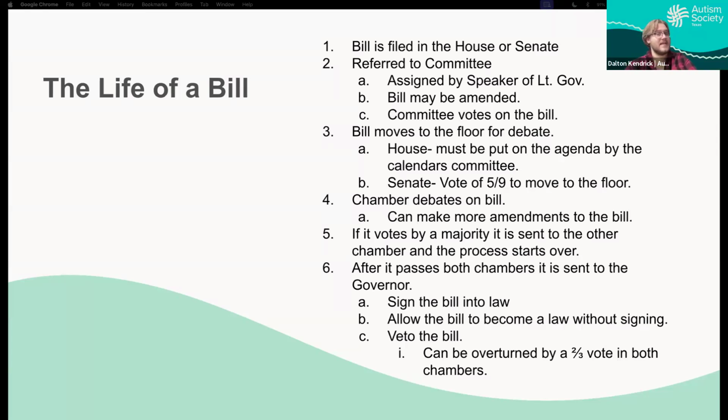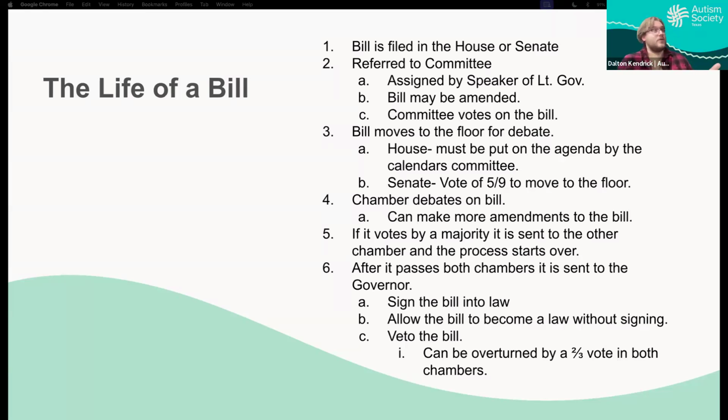Once it moves out of committee, it will move to the floor for debate, where it's open for everyone to talk about. It's a little bit different in each house. In the House, it must be put on the calendar by the calendars committee. So there's a group of people who determine what gets talked about on the House floor. And in the Senate, a vote of 5/9 is needed to move it to the floor for debate.